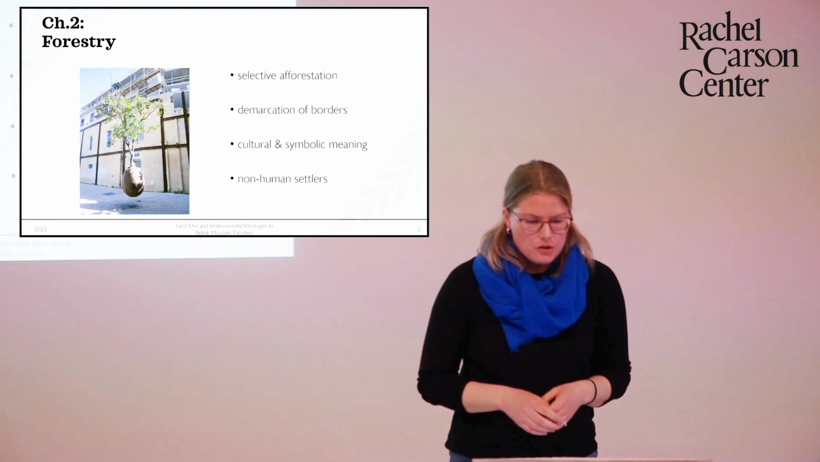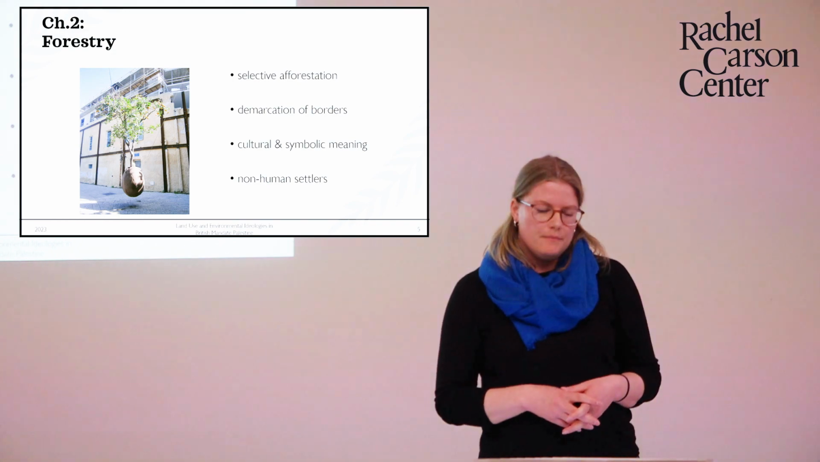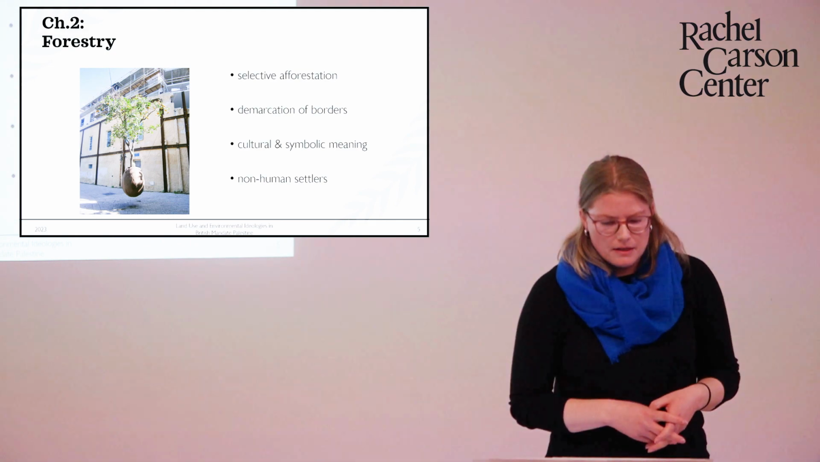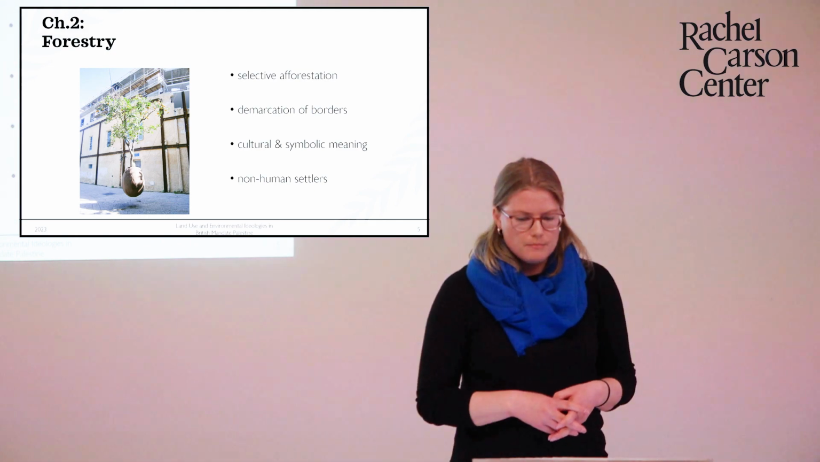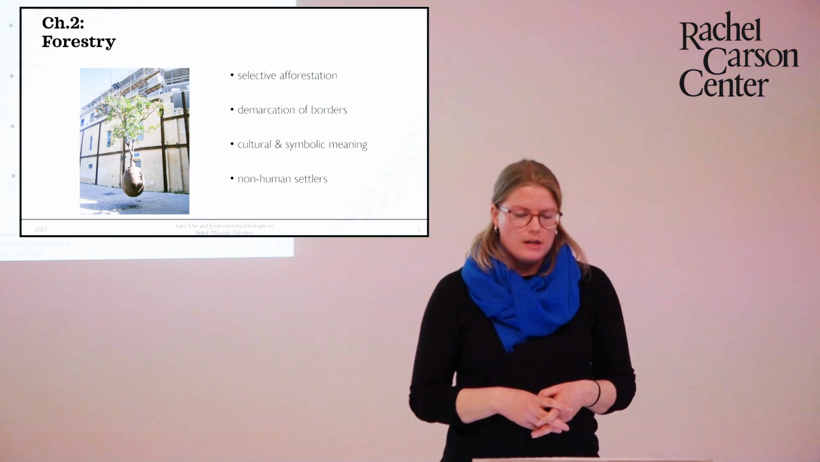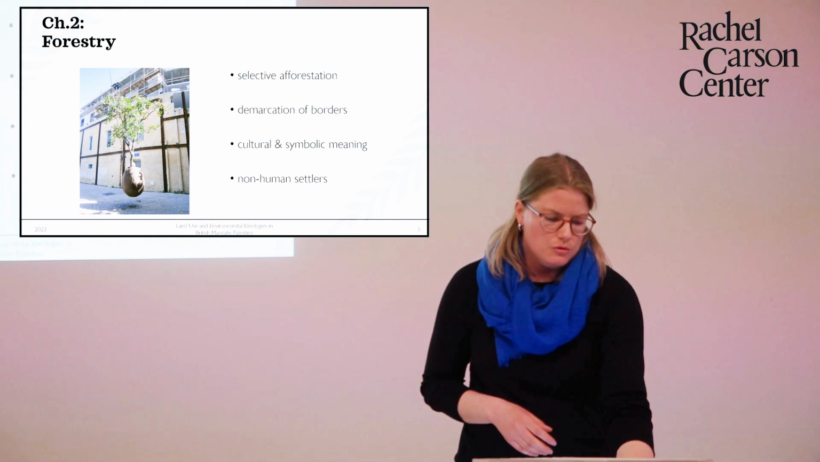Chapter 2 on forestry shows how selective afforestation played an important role in mandatory Palestine, altering the landscape significantly. The chapter studies how Zionist afforestation practices made Jewish claims to land possible, helped to demarcate future Israeli state borders, and helped Jewish immigrants from Europe to adjust to their new environment.